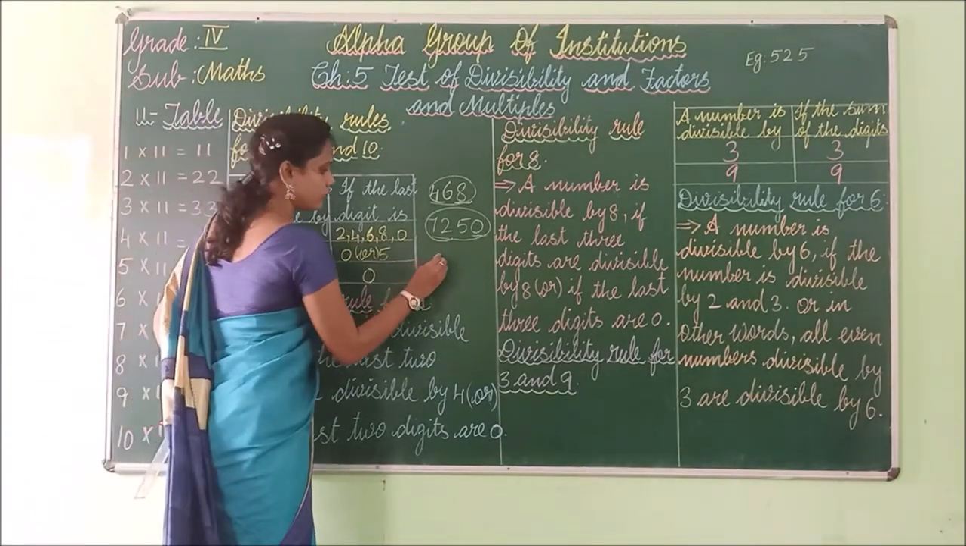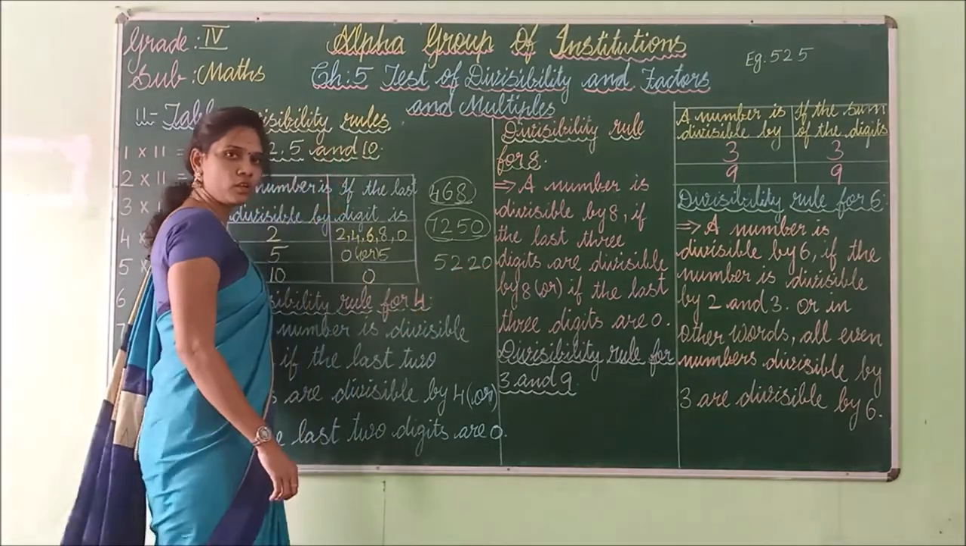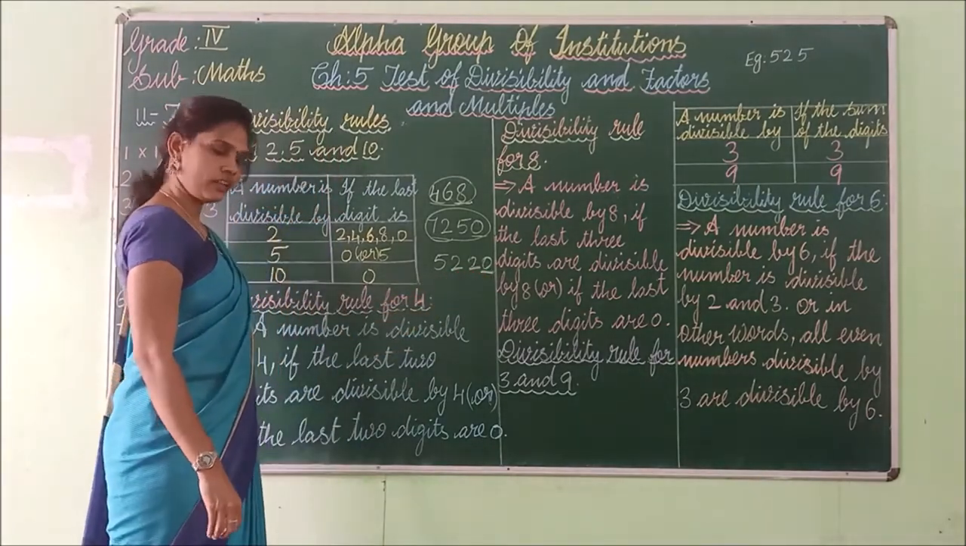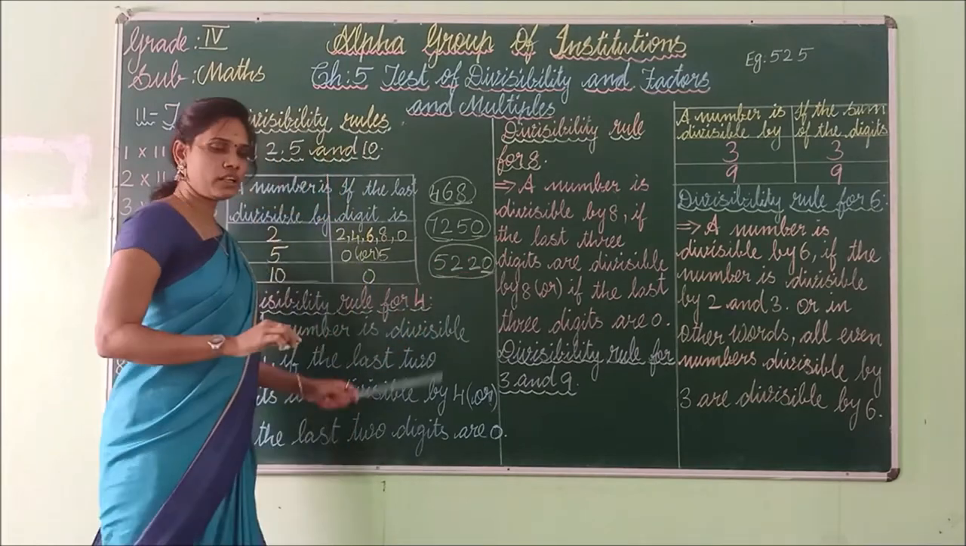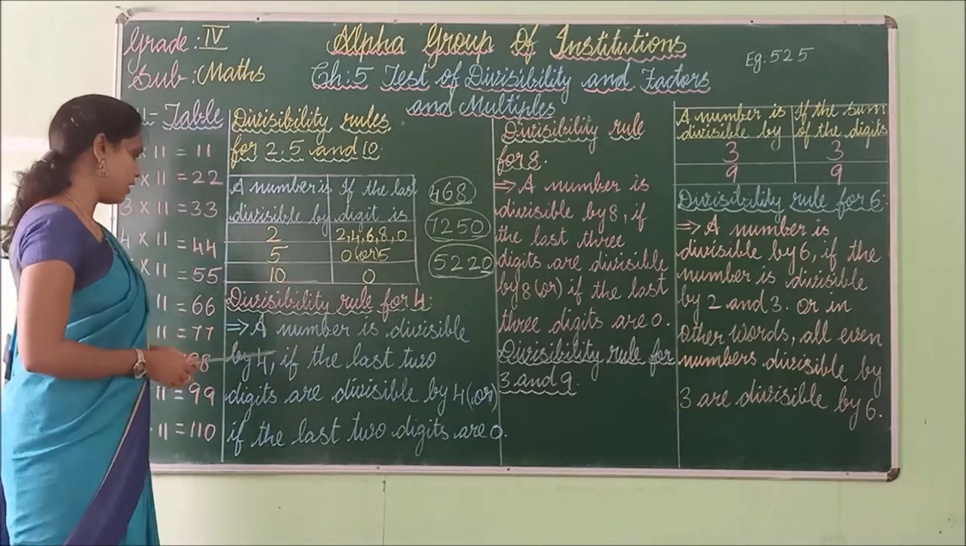Next, a number is divisible by 10 if the last number is 0. See, 5220. The last number is 0. Whether it is divisible by 10? Yes. So, if it ends in 0, it is sure to be divisible by 10. Okay, children? Yes. Next one.